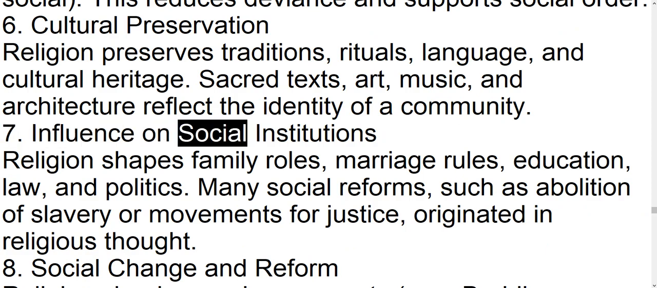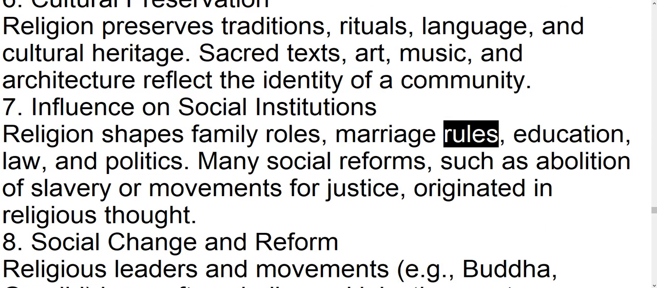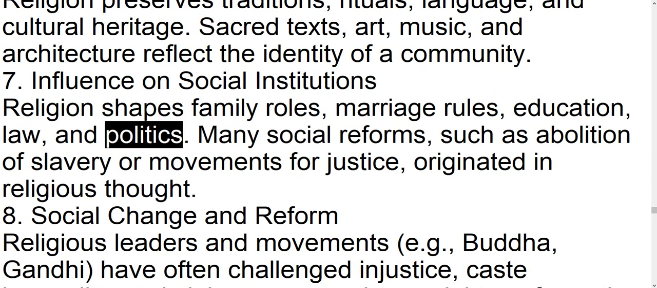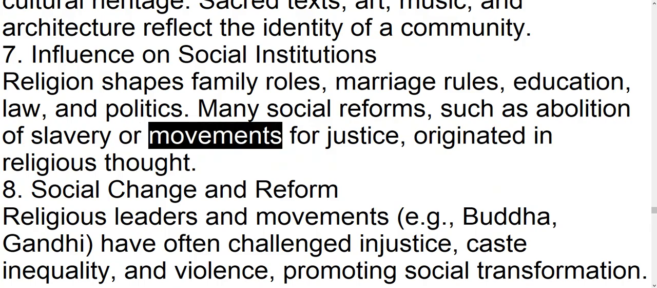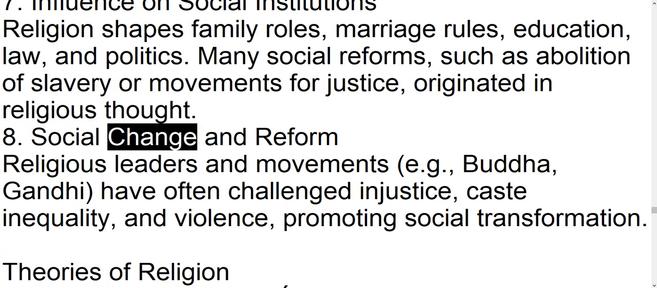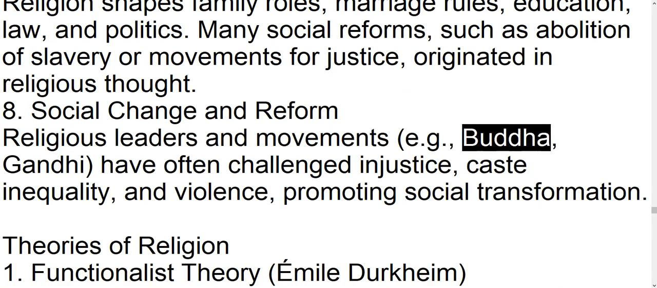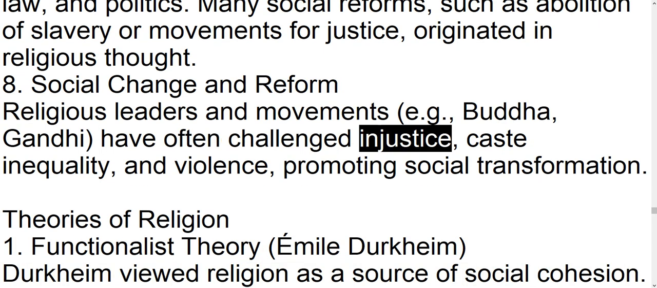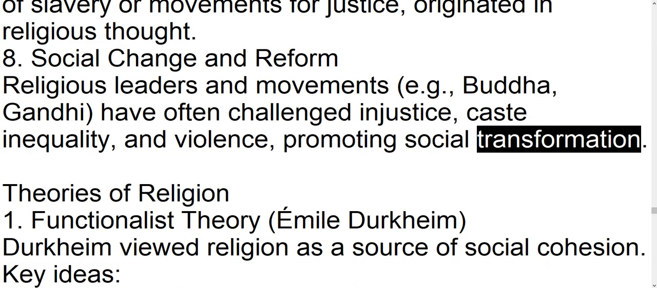7. Influence on social institutions. Religion shapes family roles, marriage rules, education, law, and politics. Many social reforms, such as abolition of slavery or movements for justice, originated in religious thought. 8. Social change and reform. Religious leaders and movements, for example Buddha, Gandhi, have often challenged injustice, caste inequality, and violence, promoting social transformation.